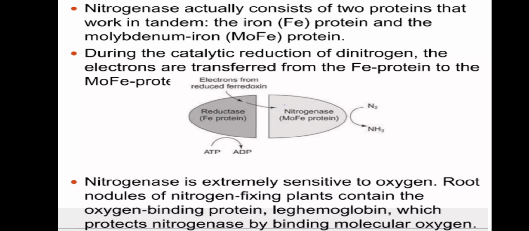The benefits of rhizobium symbiosis are: it increases soil nitrogen fertility, reduces the need for chemical fertilizers, enhances crop yield and soil health, and promotes sustainable agriculture.